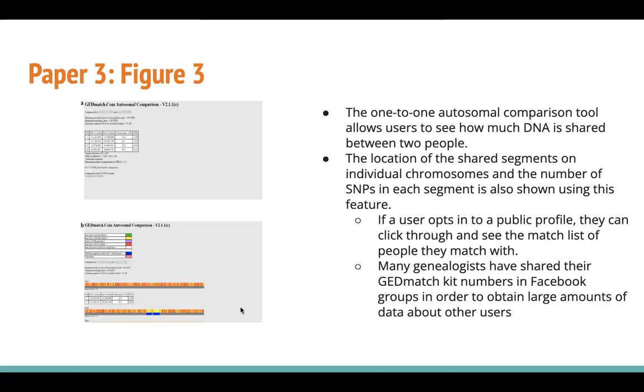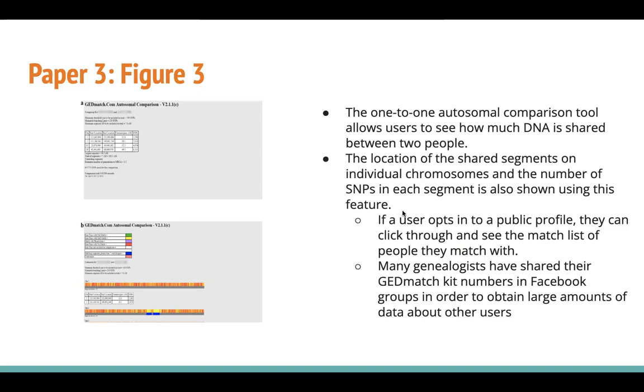So figure 3 just goes into more depth on the specific GEDmatch services that you can subscribe to. So this is the one-to-one autosomal comparison tool, which allows users to see how much DNA is shared between 2 people. And so the location of the shared segments on individual chromosomes and the number of SNPs in each segment is also shown using this feature.